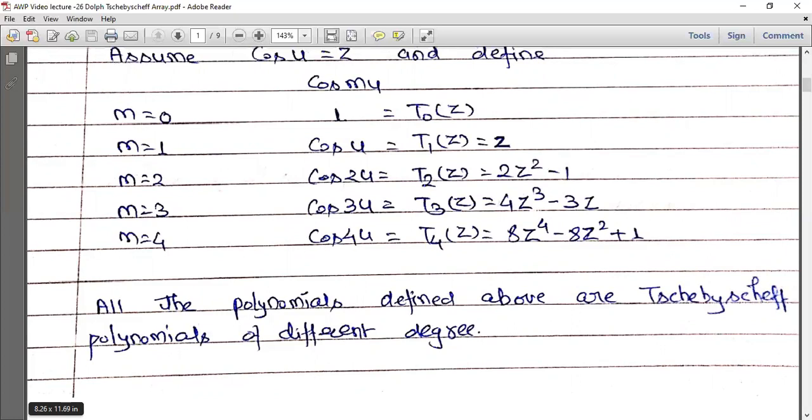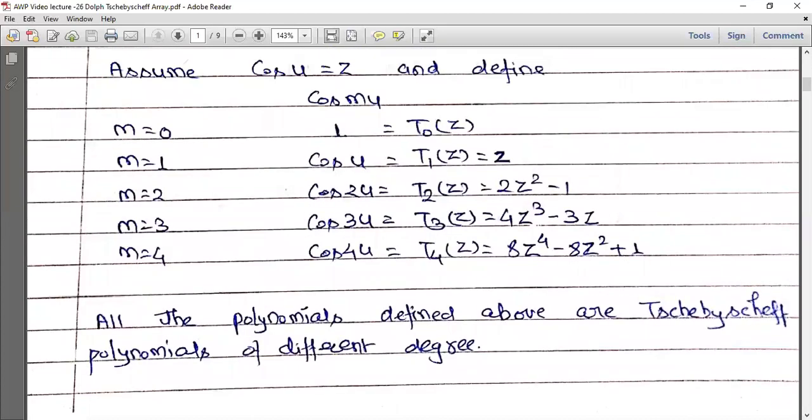The basic thing to understand here is that all these polynomials T0(z), T1(z), T2(z), T3(z), T4(z), or in general Tm(z), are Chebyshev polynomials, and they differ in their degrees. The first polynomial T0(z) is a Chebyshev polynomial of degree 0, and it is defined as 1. The second polynomial, T1(z), is of degree 1 and defined as z. The third one is T2(z) with degree 2, defined as 2z square minus 1, up to Tm(z), which is a Chebyshev polynomial of degree m. Okay, I hope up to this point there is no problem.